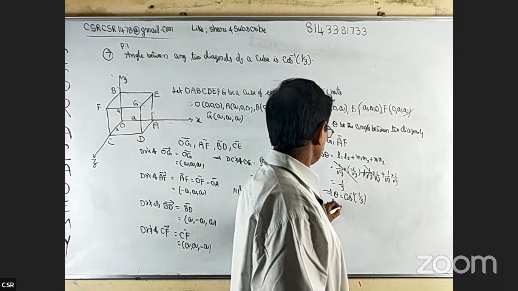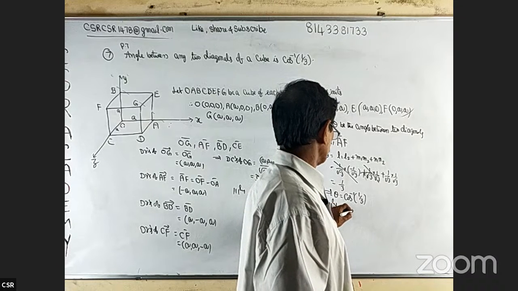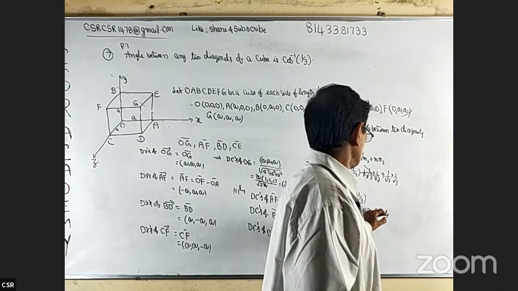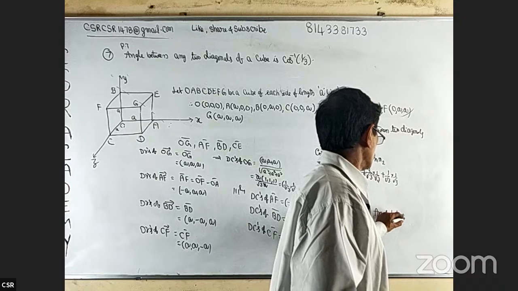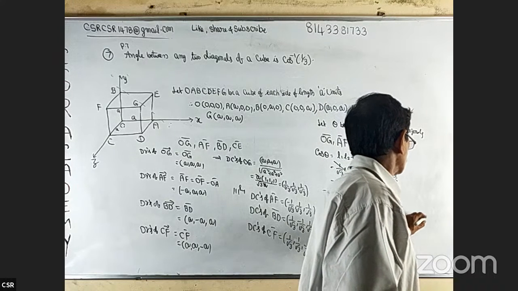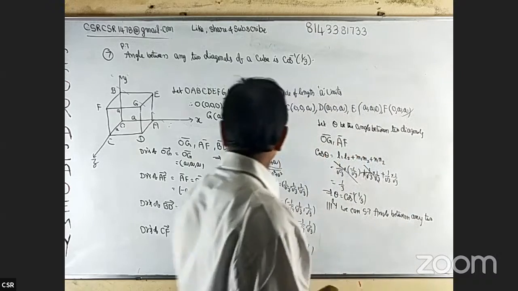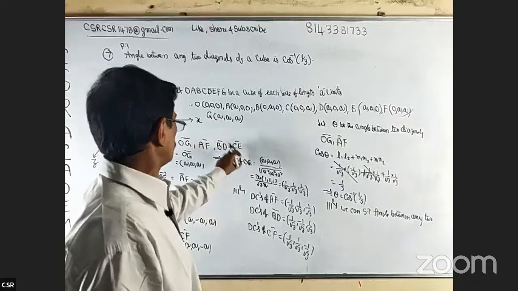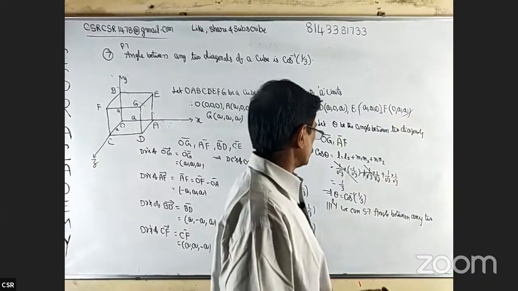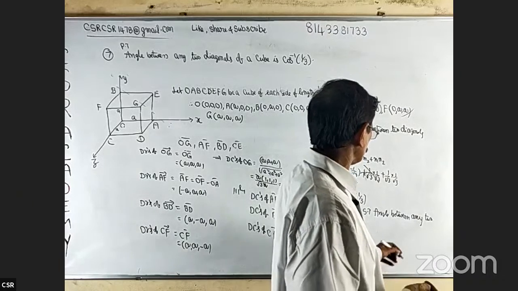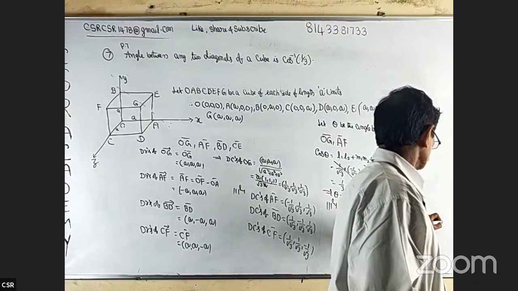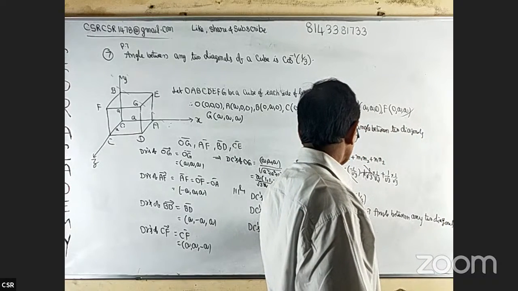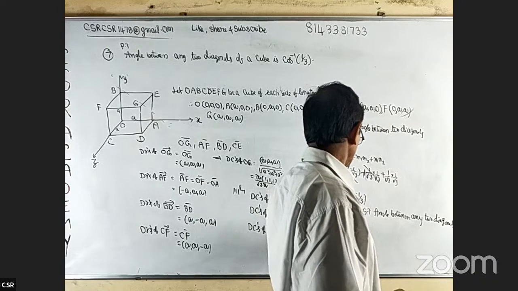Similarly, we can show that the angle between any two diagonals, either these two or these two or these two, any two diagonals, we can show that the angle between any two diagonals is cos inverse 1/3.